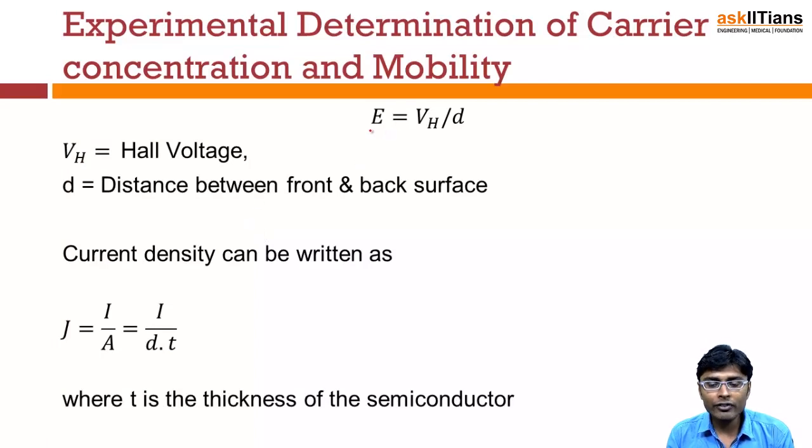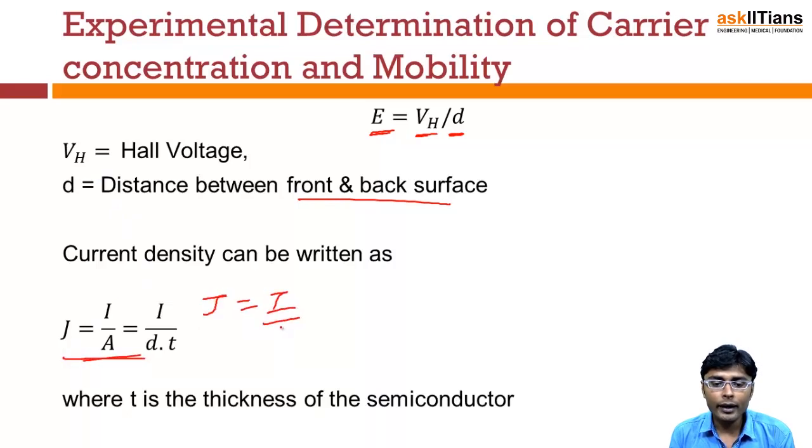Now we know that the electric field can be written as the voltage divided by the distance between the front and the back surface. And the current density is given by current divided by area, and the area we can write as the distance between the two surfaces multiplied by the thickness.